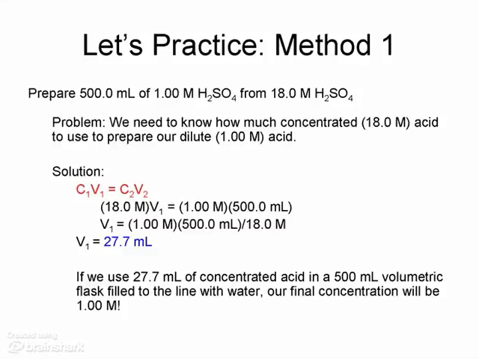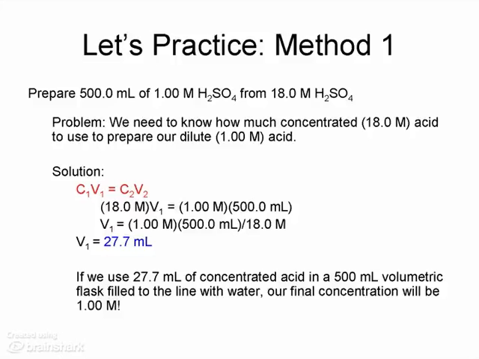Now we can just simply solve for V1. So we multiply 1 molar times 500 milliliters, divide by 18 molar, so we get V1 equals 27.7 milliliters. So notice that the units of V1 and V2 are both in milliliters. It's very important that you stay consistent with your units between the two problems, so you wouldn't just put in V1 in liters or V2 in liters and expect the answer to be given in milliliters. You always get the same units for volume.